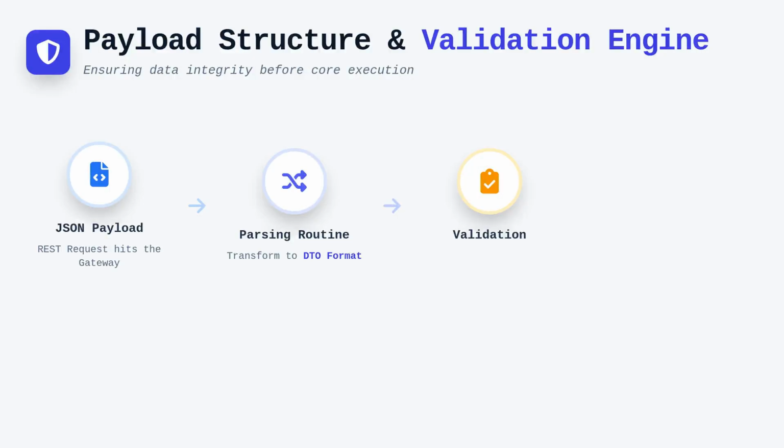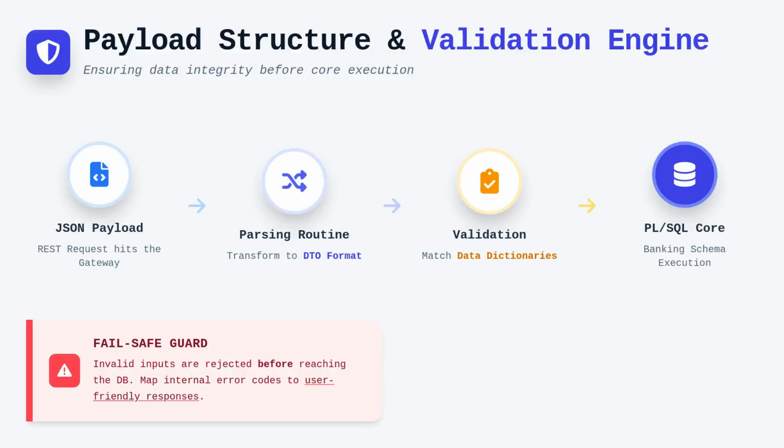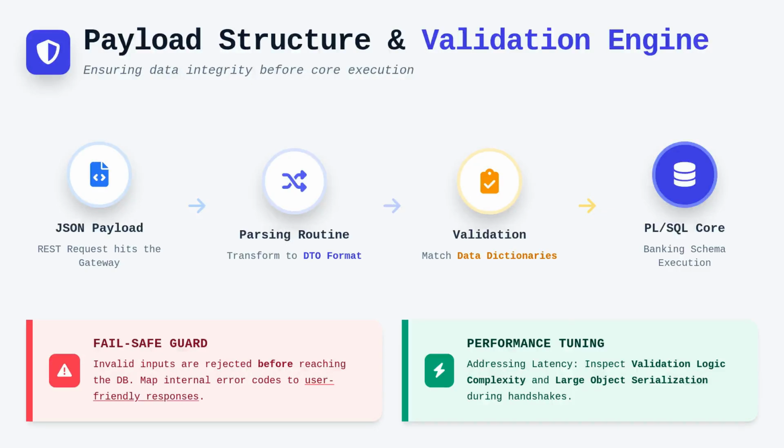If the input data fails to match the field-level validations defined in the screen or the data source, the service will return an error code, which you need to map to a user-friendly response. This validation occurs before the request ever reaches the PL/SQL database packages, which is an intentional design choice to protect the integrity of your core banking schema. If you find latency issues here, you should investigate the complexity of the payload validation logic and verify if any large object serialization is slowing down the initial handshake phase.